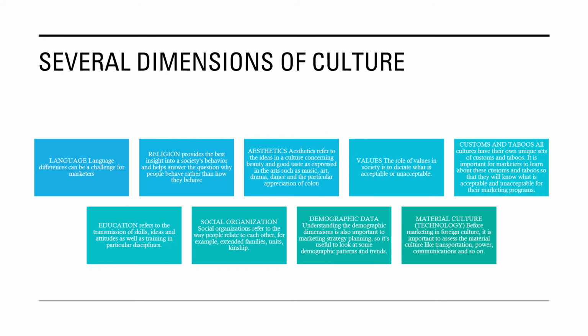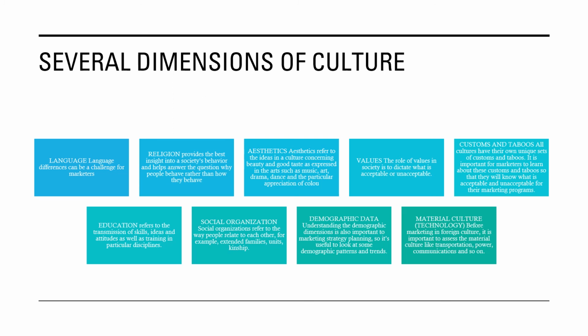Social organization refers to the way people relate to each other, for example, extended families, units, and kinship. A social organization is a pattern of relationship between and among individuals and social groups. Characteristics of social organization can include qualities such as sexual composition, cohesion, leadership, structure, division of labor, communication system, and so on.